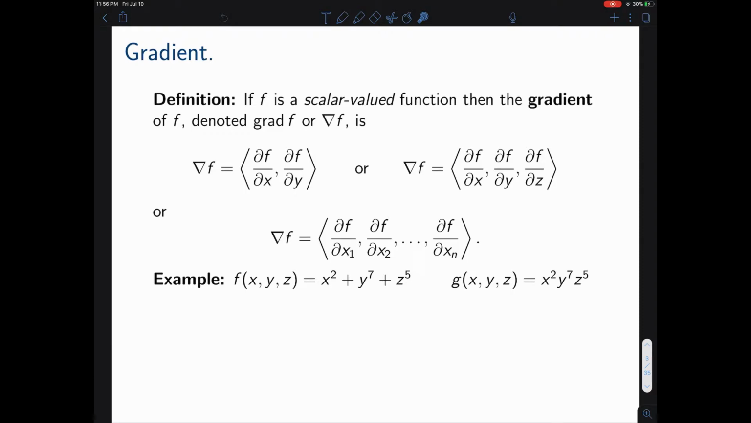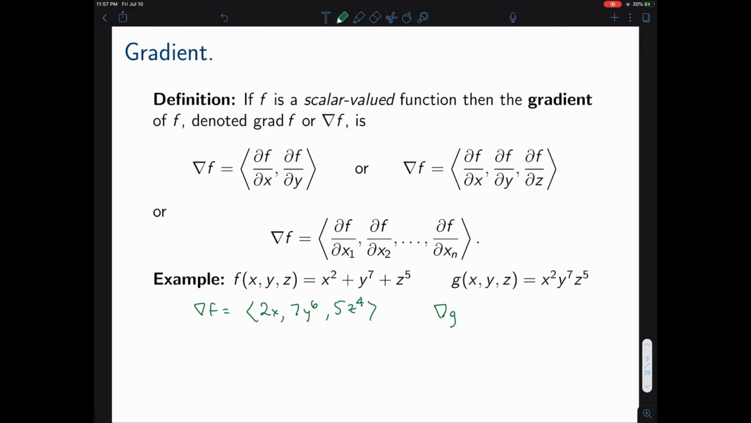So, for example, if f of x y z was x squared plus y to the 7th plus z to the 5th, then the gradient of f would be a vector. We would take the partial derivative with respect to x. That's 2x. Next, we would take the partial derivative with respect to y. That's 7y to the 6th. And finally, we would take the partial derivative with respect to z, and that's 5z to the 4th.